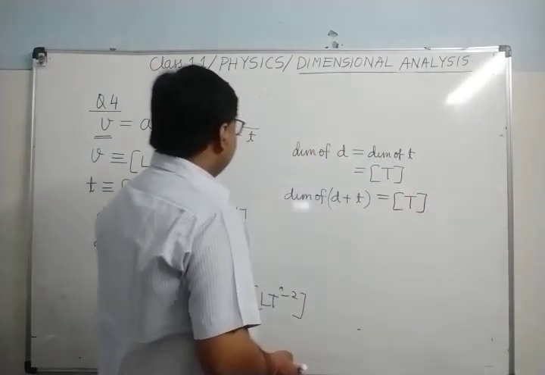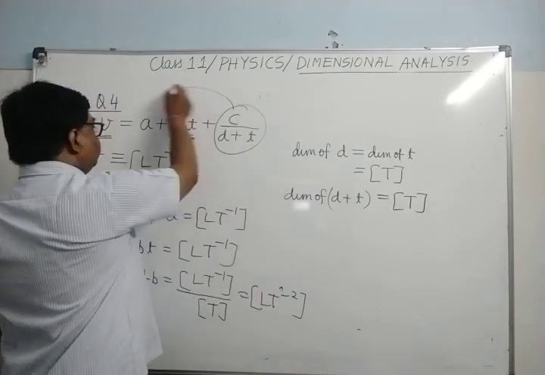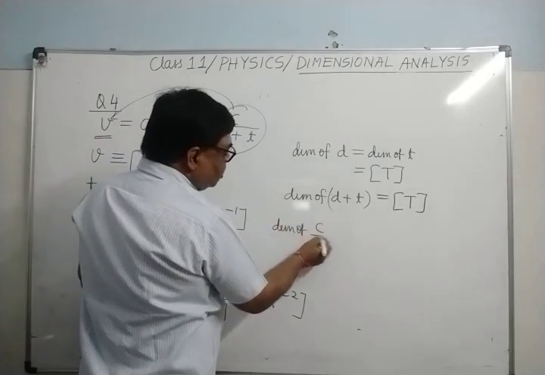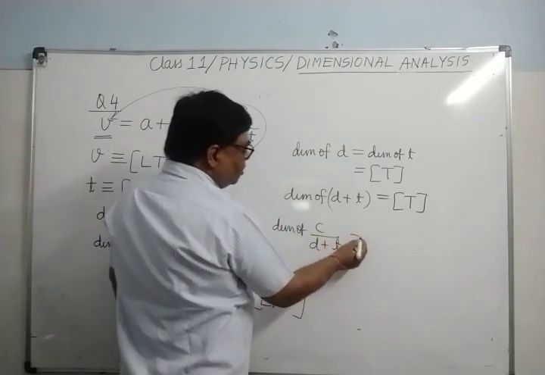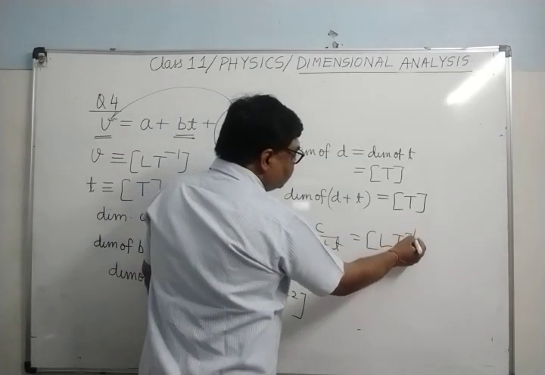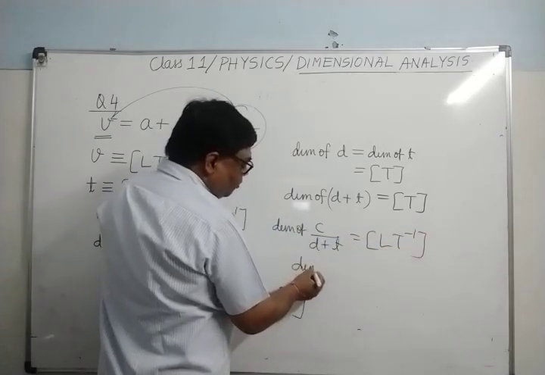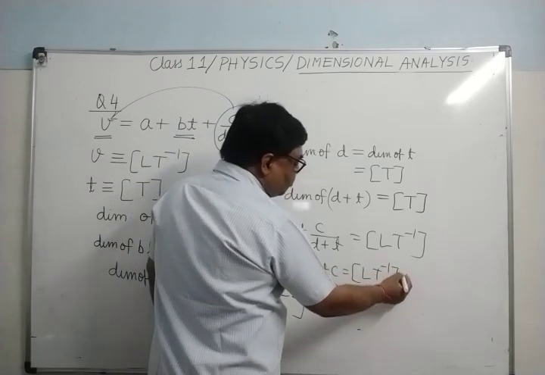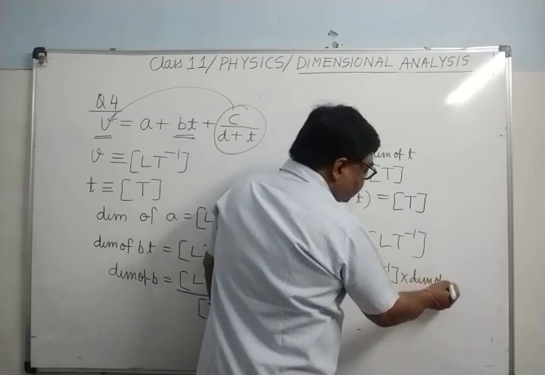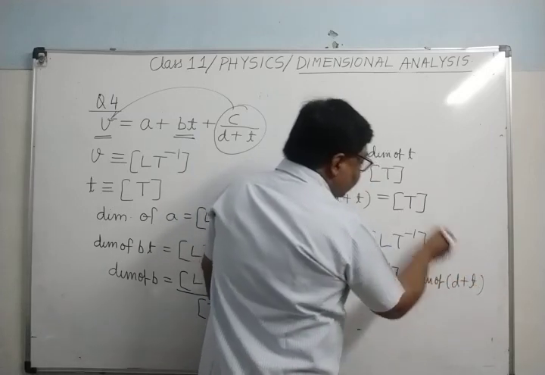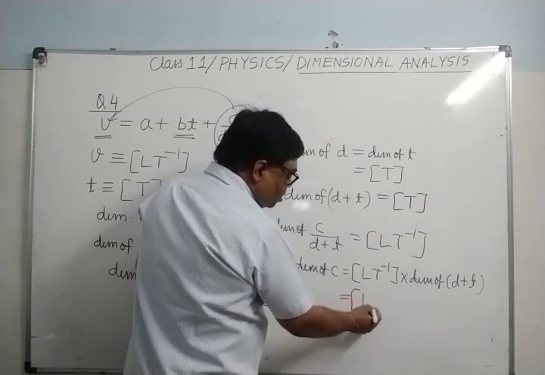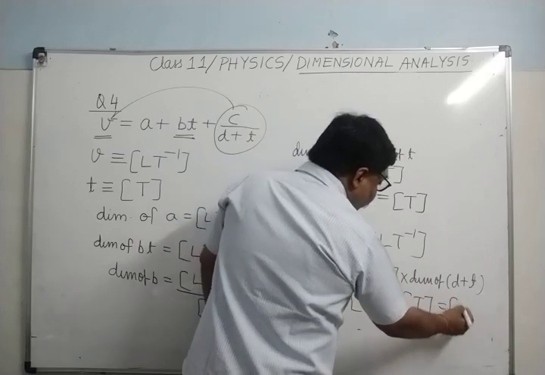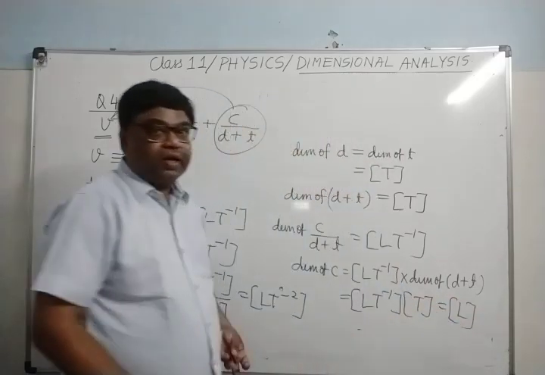It is clear? So as we know, the dimension of C upon D plus T equals LT minus 1. So what is the dimension of C? It will be LT minus 1 multiplied by the dimension of D plus T, which we know is T. So it will be equal to L. So this way you can determine the dimensions.